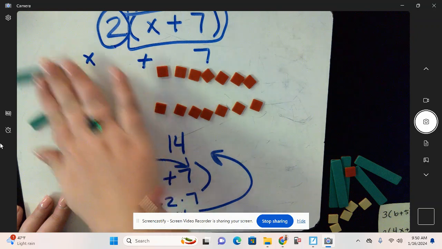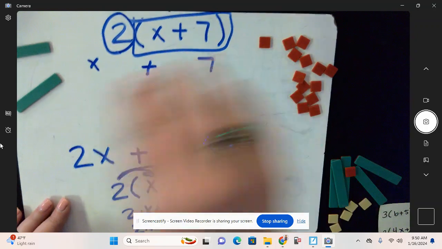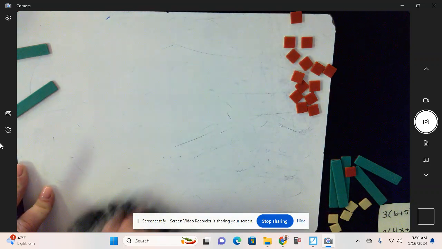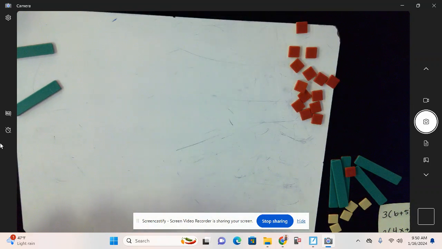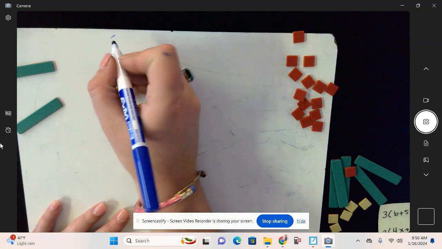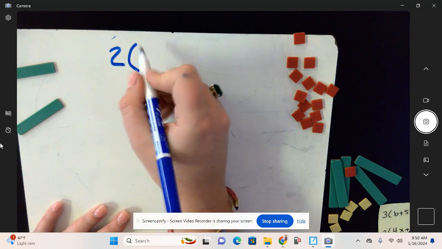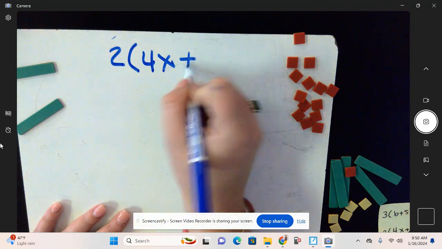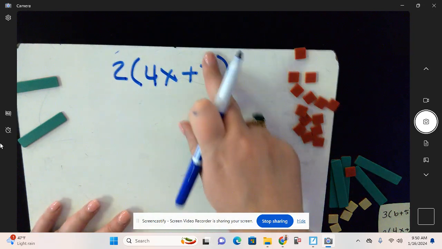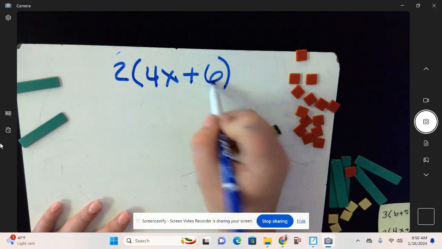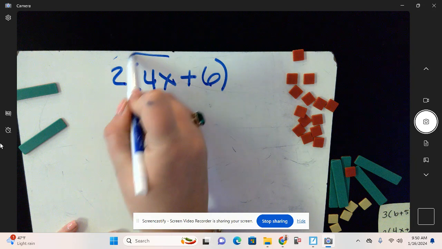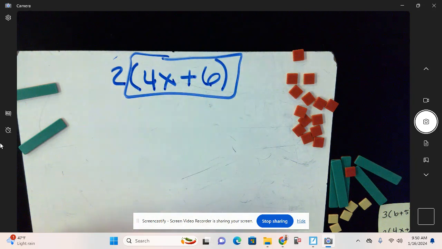Okay, put my pieces to the side, clear my board. All right, 2 times 4x plus 7. Or since we just did 7, let's do 6 instead. All right, we're only focused on the parentheses, the things inside the group.